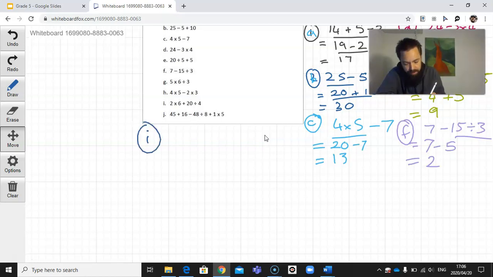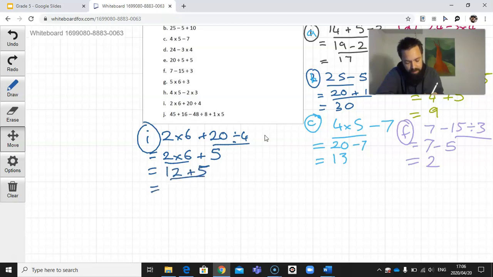So the question was 2 times 6 plus 20 divided by 4. Reminder, we start with division according to our acronym. So I leave the rest unchanged in place and I just do 20 divided by 4, which gives me 5. Next I'm going to do the multiplication because M comes before the A. 2 times 6 is 12 plus 5 gives me 17.